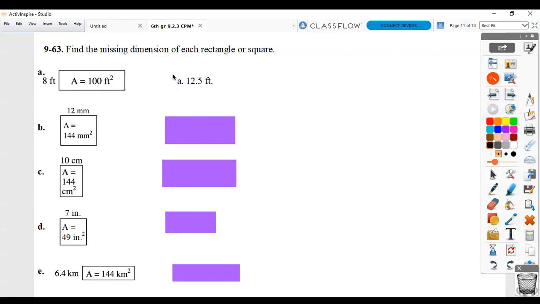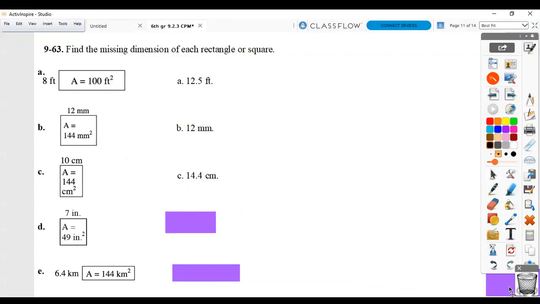Again, make sure you're writing down what you're doing, not just the answer. Here we know the area of the square. We divide by the one dimension to get the other dimension. Again, show your work, show what you put in the calculator. Area divided by the one dimension will give you the other, and the same thing for these others as well. So again, you can use a calculator, but make sure you're showing what you're putting into the calculator.